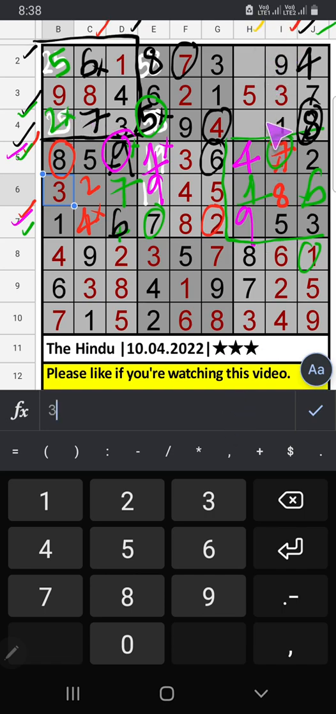Fourth row, we have 5, so 5 can't come in this cell, 5 is confirmed here, then 2 is here. Column H, two numbers are remaining, 2 and 6. Fourth row, we have 2, so 2 can't come in this cell, 2 is confirmed here, then 6 is here.